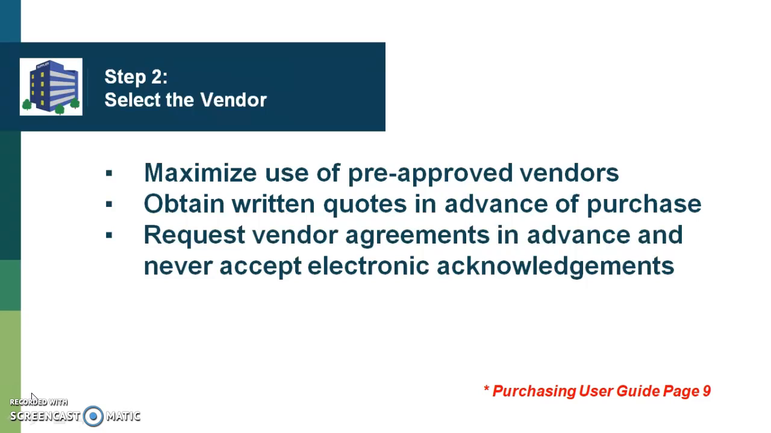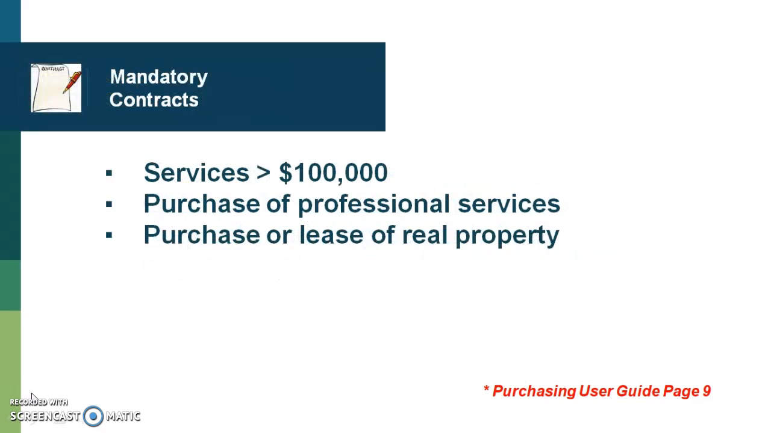Also, we ask that you obtain written quotes in advance of buying something, and this is to make sure that there are no surprises when it comes to cost. But if a vendor sends you an agreement that says, please acknowledge these terms and conditions, we ask that you never accept that. Why? Because then you've bound the college to that vendor, that price, and in essence, you've initiated a contract. Mandatory contracts will always be required for services over $100,000, purchase of professional services, and purchase of lease or real property.